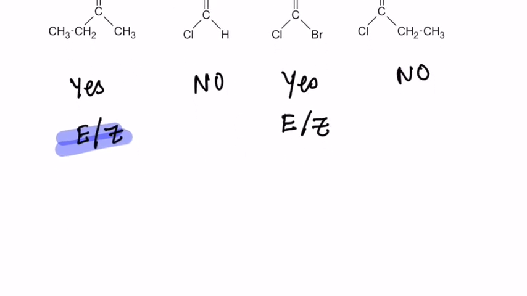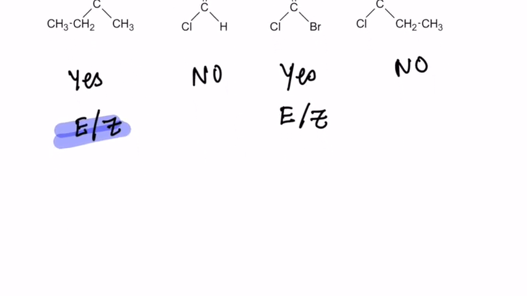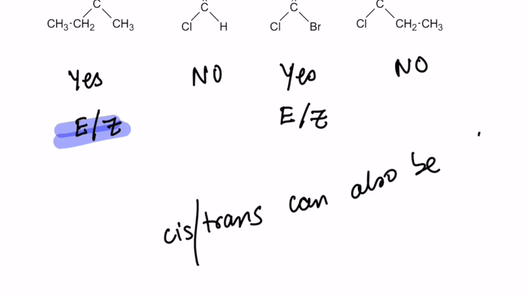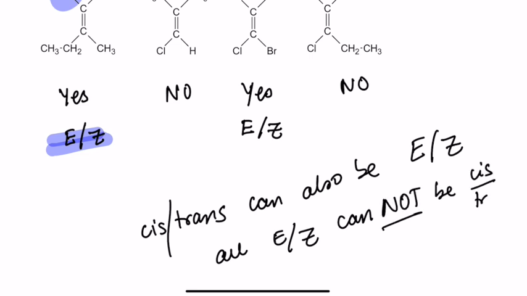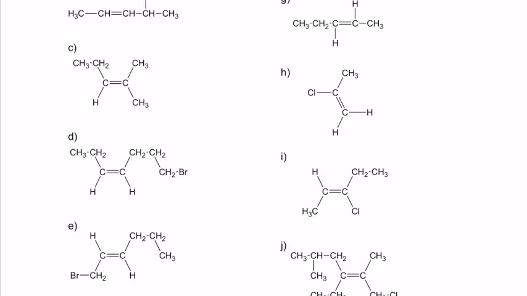In general, everything that is cis-trans can also be labeled as E/Z, but all E/Z cannot be labeled as cis-trans. So if I'm not wrong, you are never incorrect in using E/Z nomenclature, but cis-trans only applies when you have hydrogen present on both the carbons of that double bond.